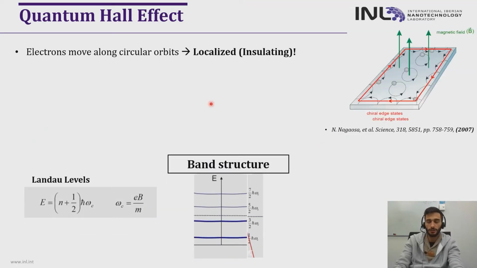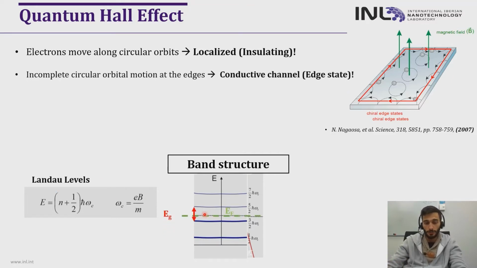So if we take a look at the band structure, the solution for this system is the Landau levels. So we have the Fermi level in the middle of the bands, we have an energy gap, so we have an insulating material. But we also have conductive edge states along the edges.